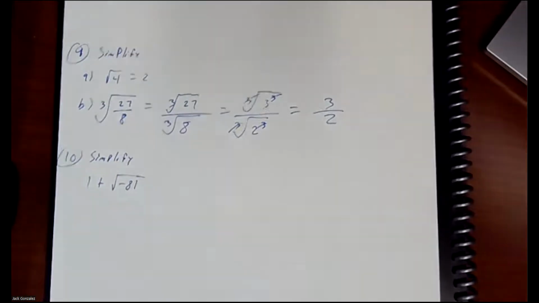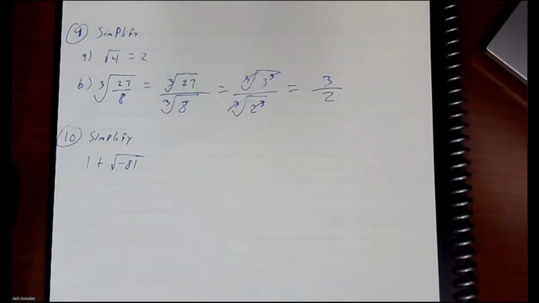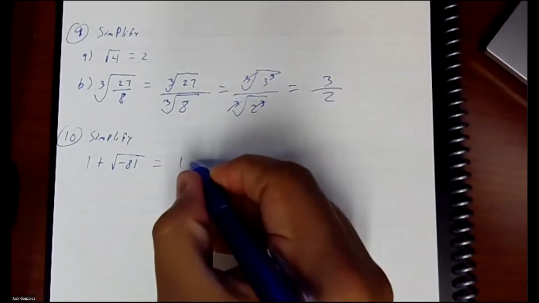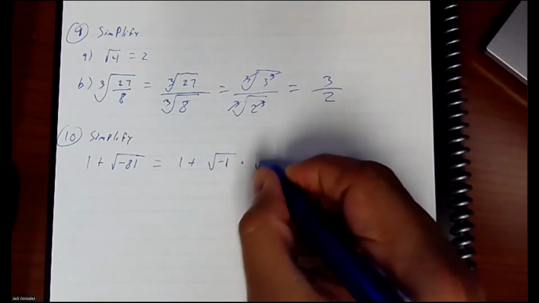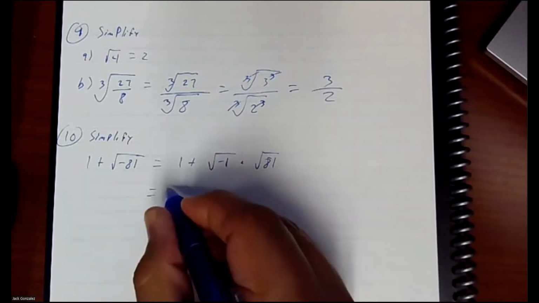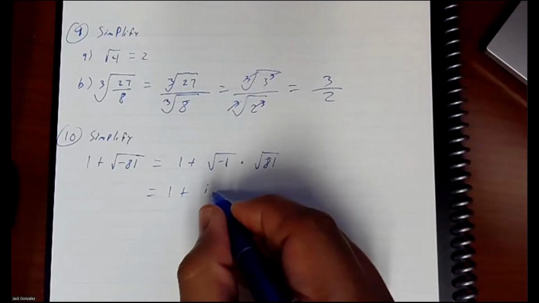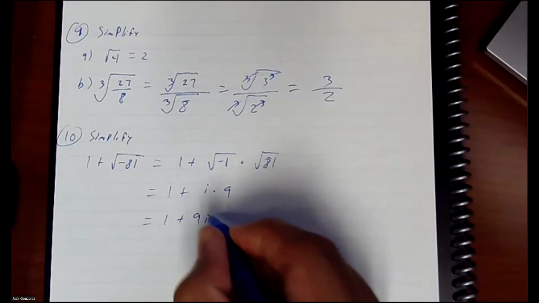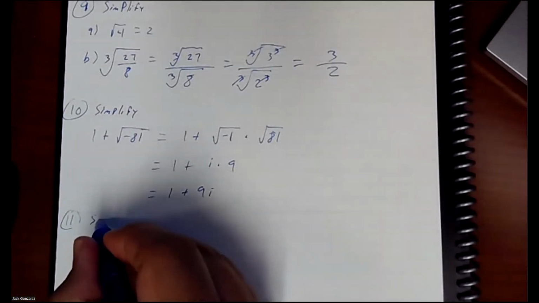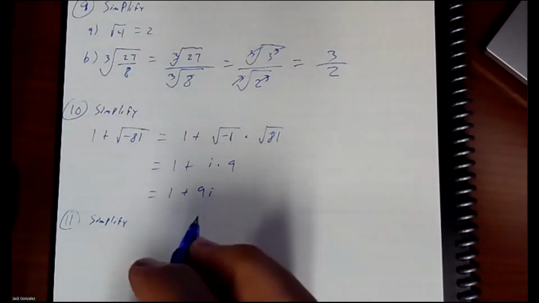Okay. Let's go ahead and do this one real quick. It won't take long. That 1 plus square root negative 81 can be rewritten as 1 plus square root of negative 1 times square root of 81. So that'll be 1 plus i times 9. But obviously, you always write it as 1 plus 9i. The i always comes second, but it doesn't matter. It's just convention. No big deal. Any questions on number 10?